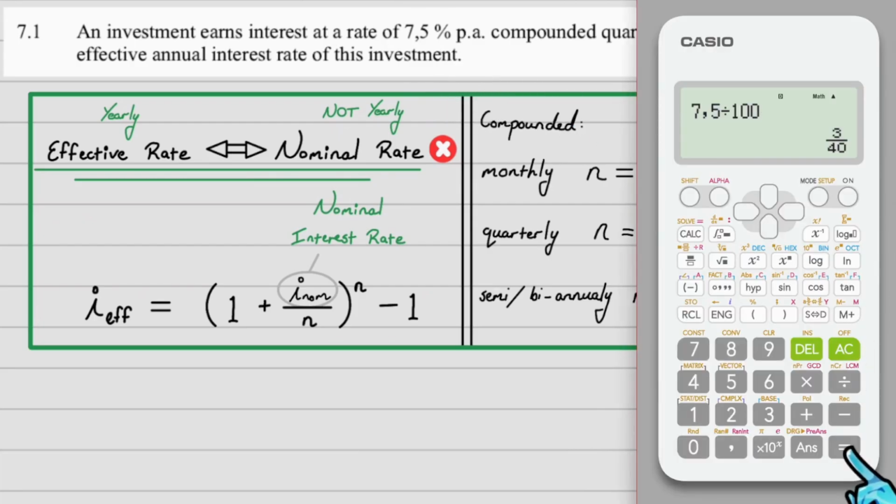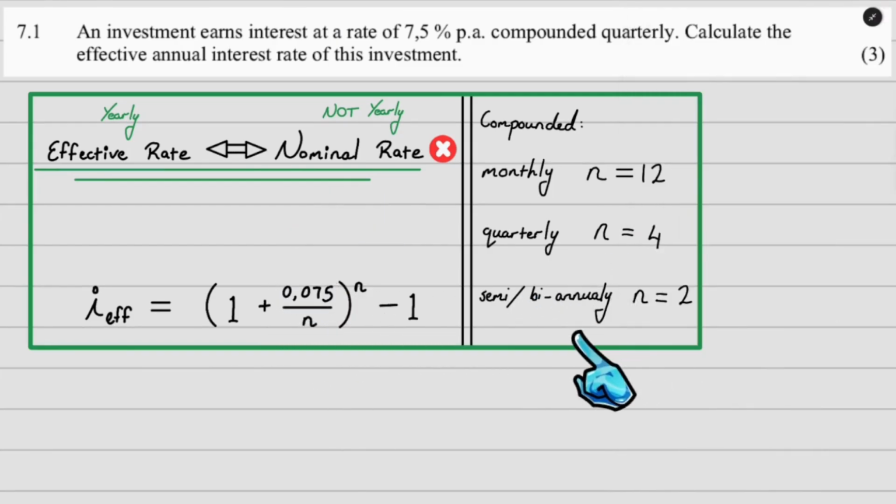And when I divide it by 100, it gives me 0.075, so I put that in place of our nominal interest rate. And now my n can be different things. It depends how it's being compounded. This is being compounded quarterly, which will make my n 4 because there's 4 quarters inside of 1 year.